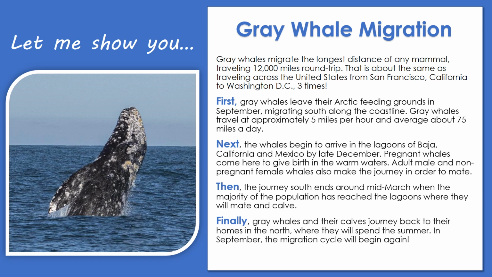Pregnant whales come here to give birth in the warm waters. Adult male and non-pregnant female whales also make the journey in order to mate. Then, the journey south ends around mid-March when the majority of the population has reached the lagoons where they will mate and calve. Finally, gray whales and their calves journey back to their homes in the north where they will spend the summer. In September, the migration cycle will begin again.